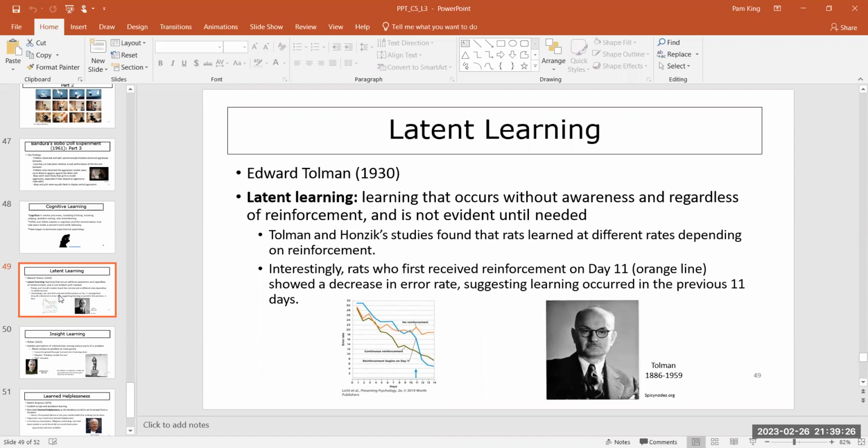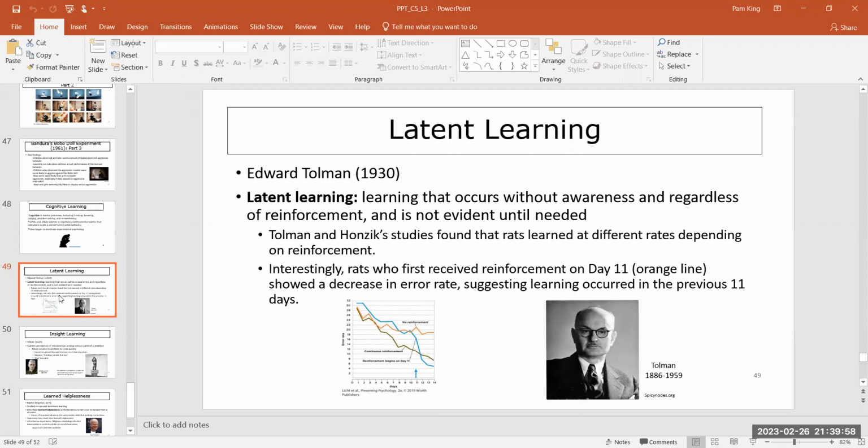Rats getting treats ran the maze more quickly as time progressed. Rats that received no rewards made little progress. When the third group began getting treats, they ran the maze as quickly as the rats that had been rewarded the entire time, showing that they had been learning the maze, but not using this knowledge until they needed it. And they needed it to get treats.